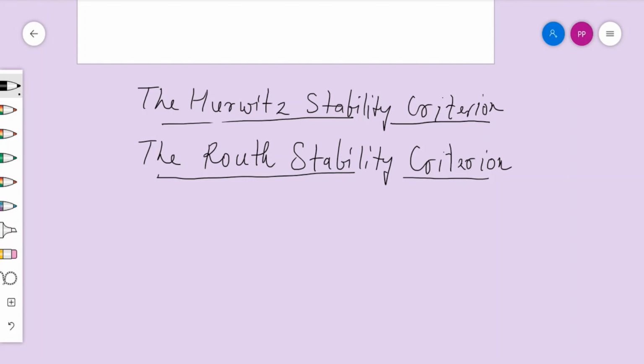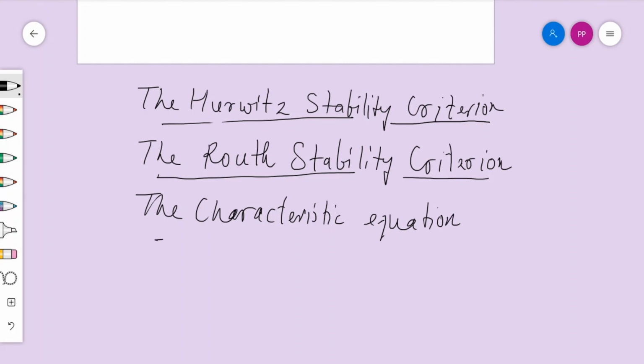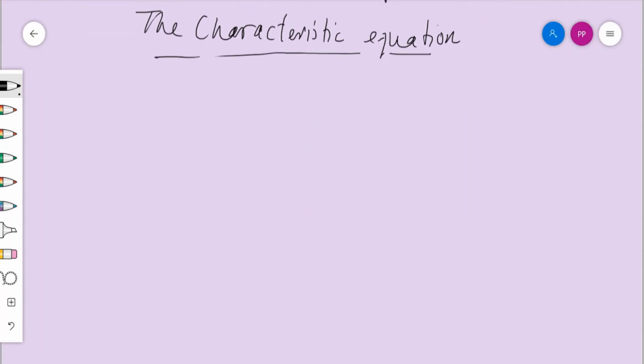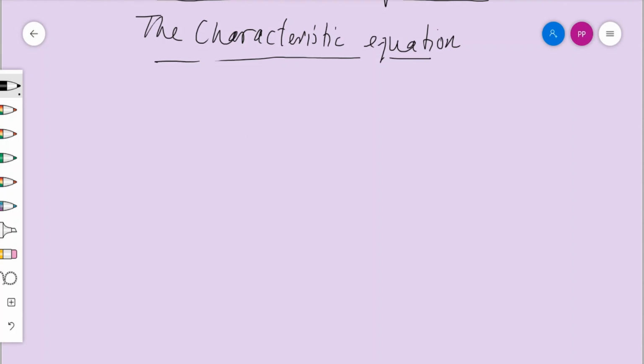So let me give the heading: the characteristic equation. So the characteristic equation is obtained for an LTI system. Let us write the block diagram for an LTI system.